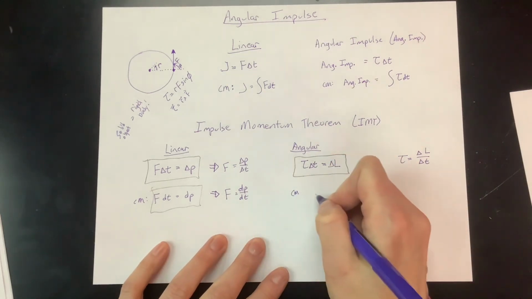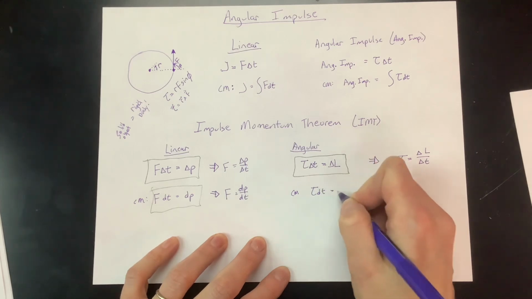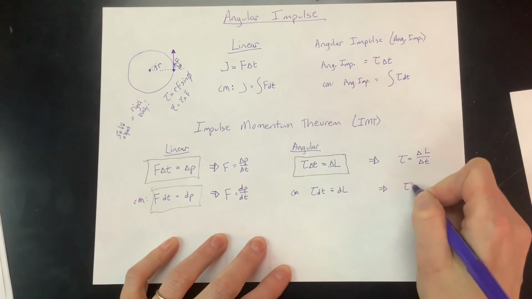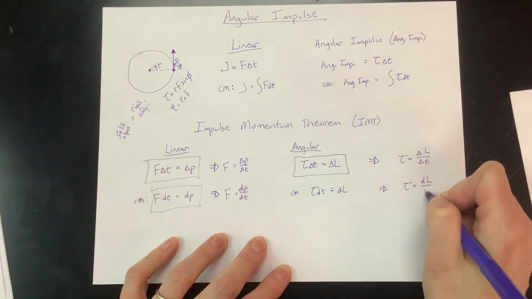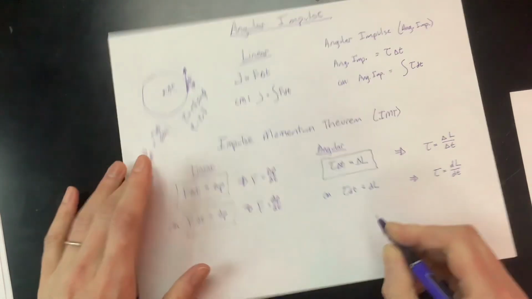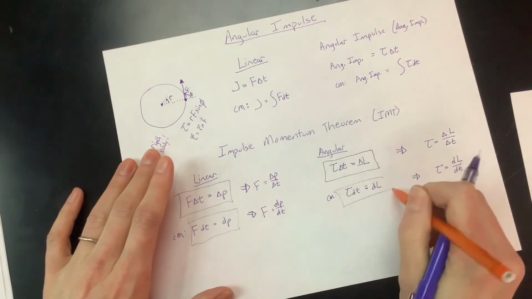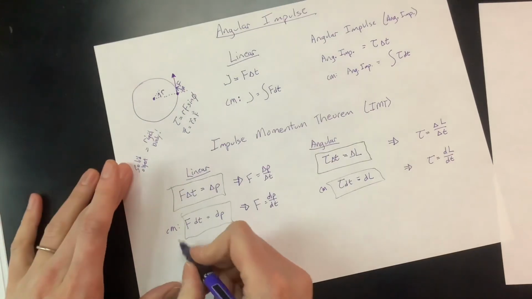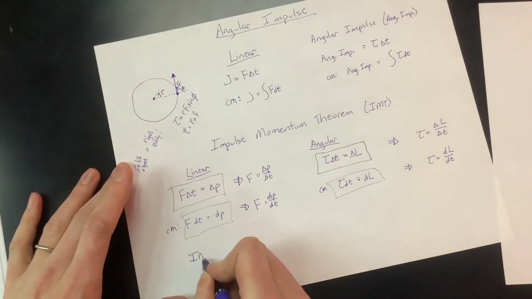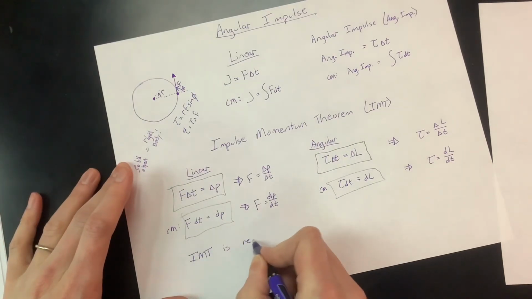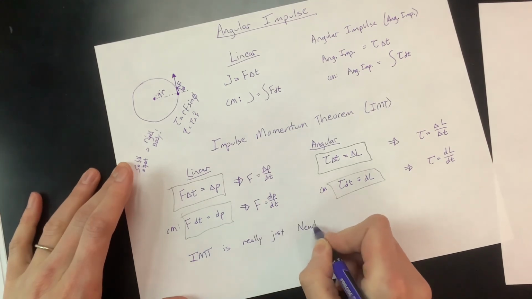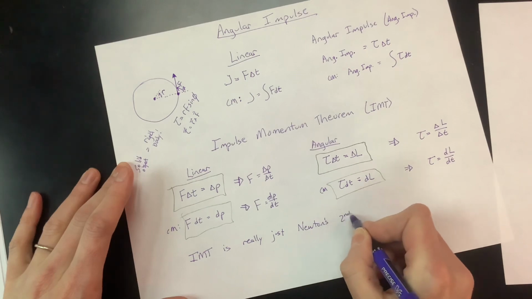Now, the calculus version is going to be torque dt equals dL, and then when we write that, we get that derivative again, torque equals dL dt, okay? But again, this right there, that's the impulse momentum theorem. Now, the impulse momentum theorem is really just Newton's second law. So Newton's bell's going to ring, and they're probably going to make some announcements.